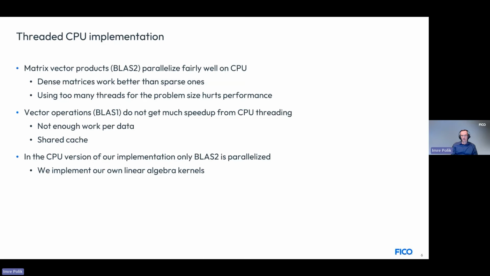On the other hand, if you use too many threads, that can actually hurt performance. There simply isn't enough work per thread, and the memory or cache overhead actually eats up all the speed up coming from multi-threading. On the other hand, vector operations, or what's called BLAS1 in linear algebra, don't typically get much speed up from CPU threading. Simply, there's not enough work done per data.